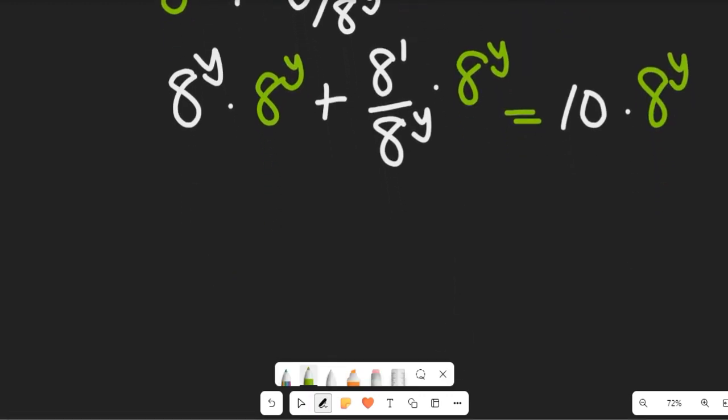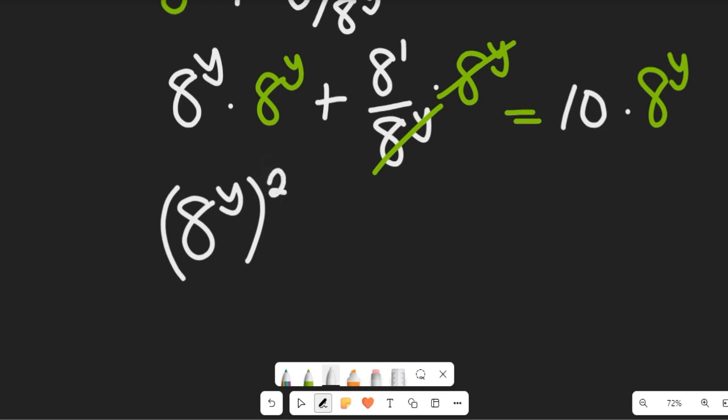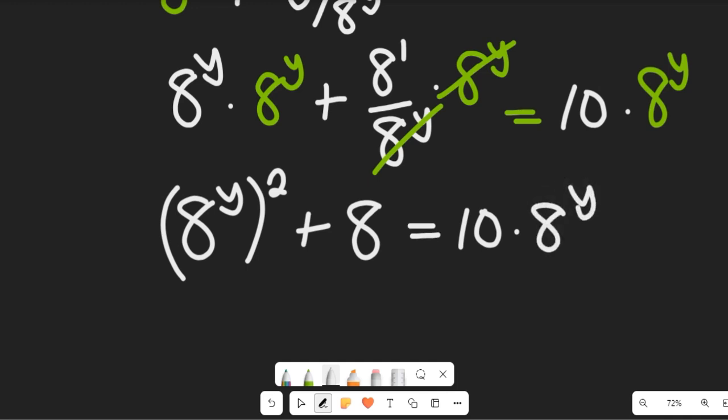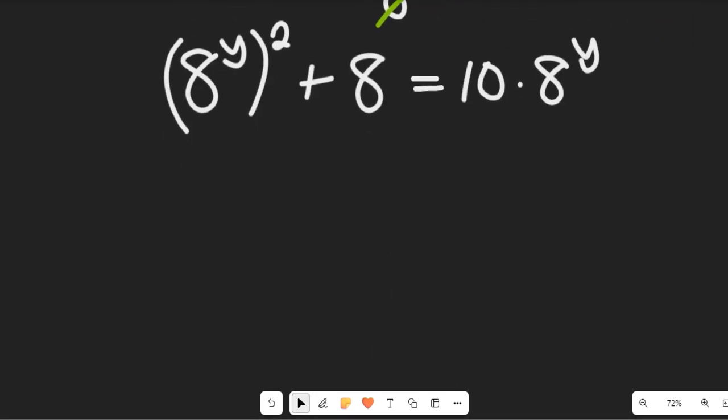From this expression, you see that a to the power of y would clear a to the power of y here, and this will give us a to the power of y squared, because we have them both multiplying, plus a to the power of 1 is 8, and that will be equal to 10 multiplied by a to the power of y. Great. Now, let's look at one scenario.